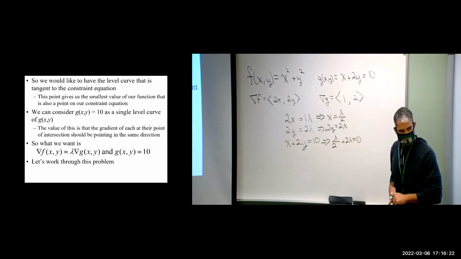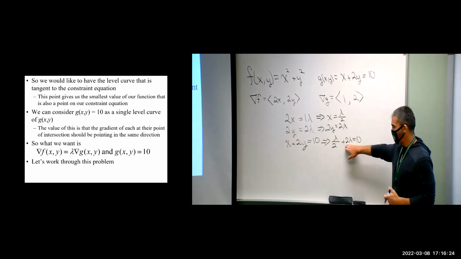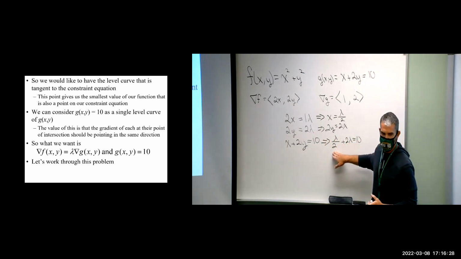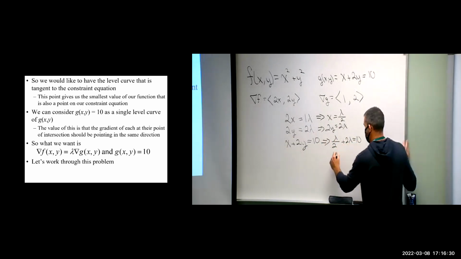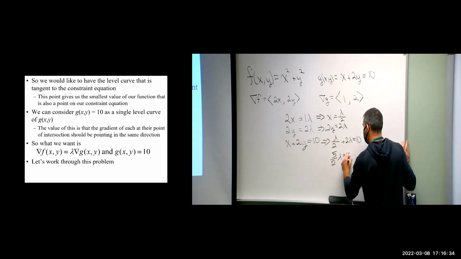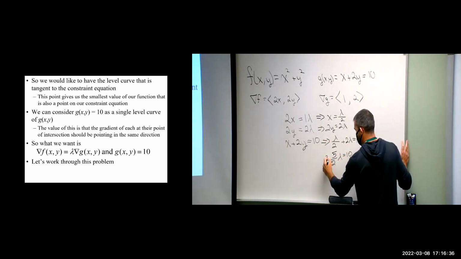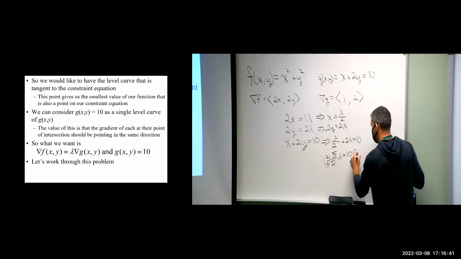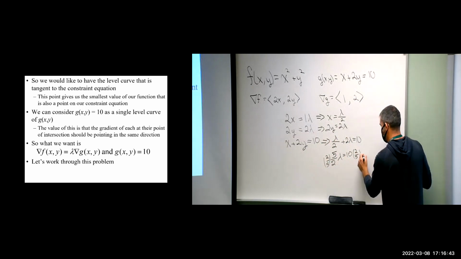All right. That's 4 halves if we want to do it all in fractions. So 4 halves plus 1 half. That's going to give us 5 halves lambda equals 10. Multiply both sides by the 2/5, right? And we're going to get lambda equals 4.